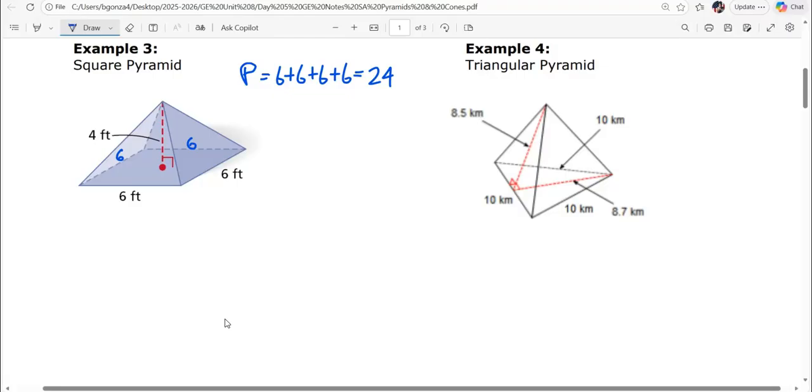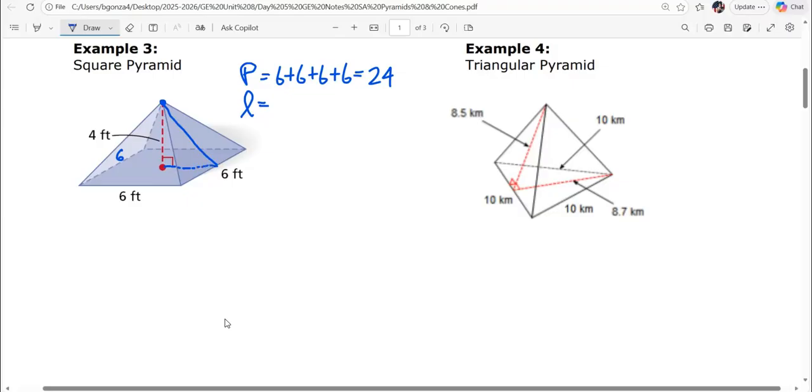Now here's the tricky part. L, the slant height. The slant height is not 4. What we're going to have to do is figure out the slant height. Go ahead and draw a line from the vertex to a midpoint. This is the slant height. Do you see how this makes a right triangle?